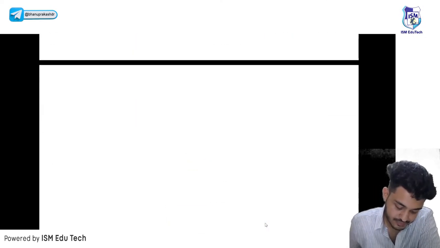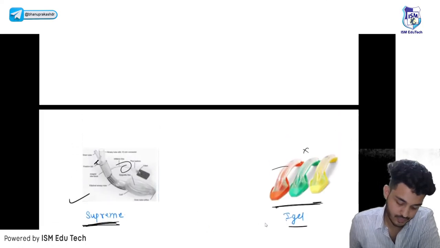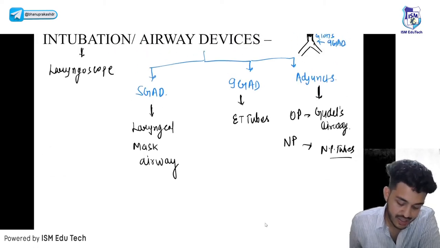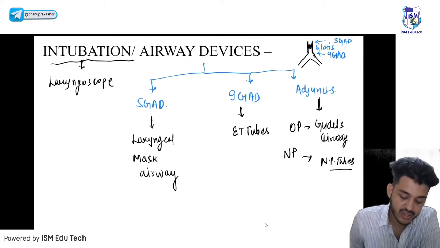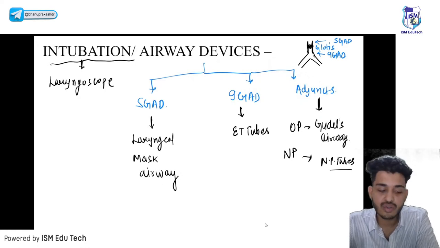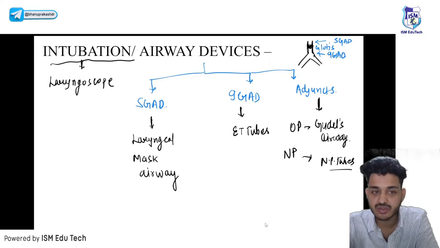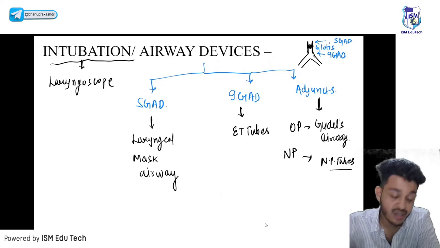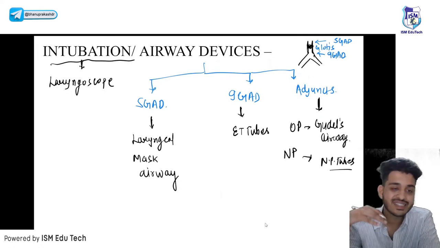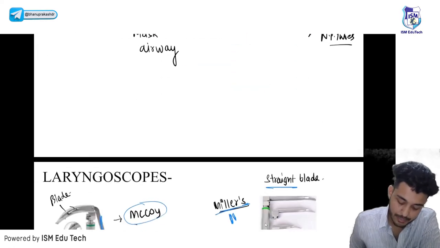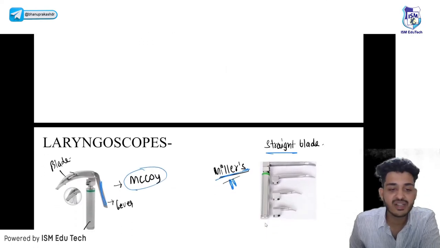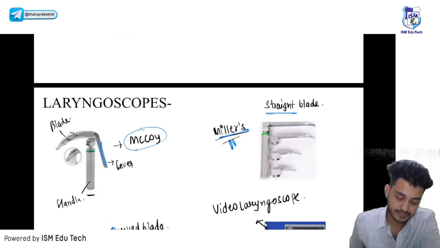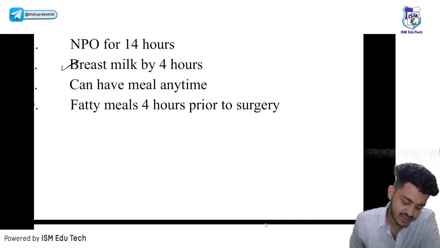What we have seen: our patient has come to OT. Okay, in the OT we need to intubate the patient. First thing, we need to have a laryngoscope. Now we have understood about the types of laryngoscope. If it is a small baby or a child, we will use a straight blade laryngoscope, that is known as Miller's laryngoscope. If it is an adult person, we can use Macintosh.